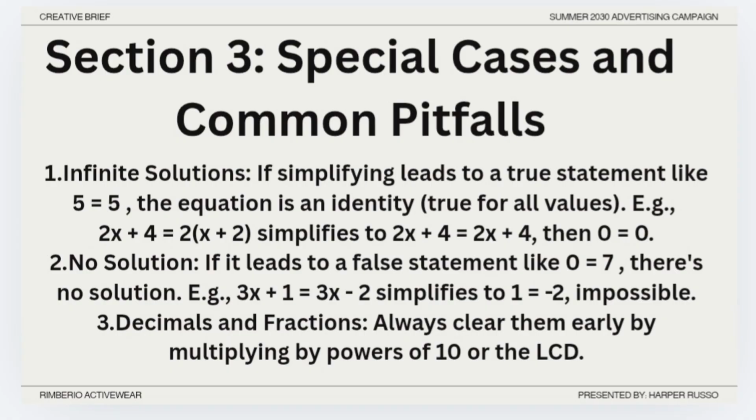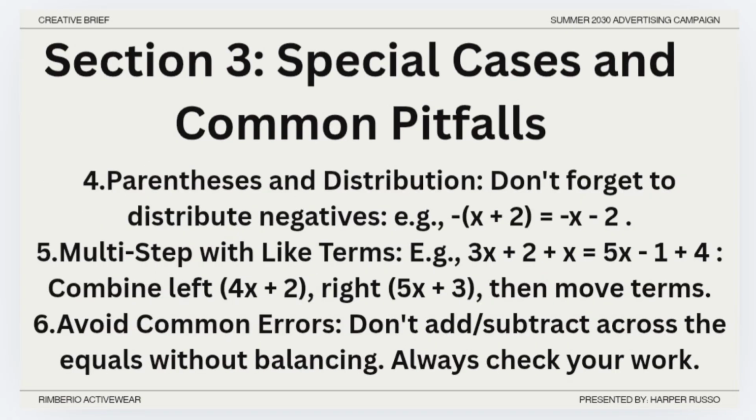No solution if it leads to a false statement like 0 = 7. There is no solution. For example, 3x + 1 = 3x - 2 simplifies to 1 = -2. Impossible. Decimals and fractions. Always clear them early by multiplying by powers of 10, or the LCD, least common denominator. Parentheses and distribution. Don't forget to distribute negatives. For example, -(x + 2) = -x - 2.